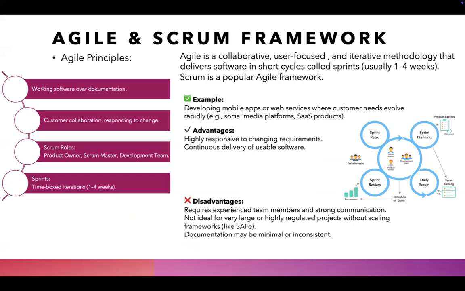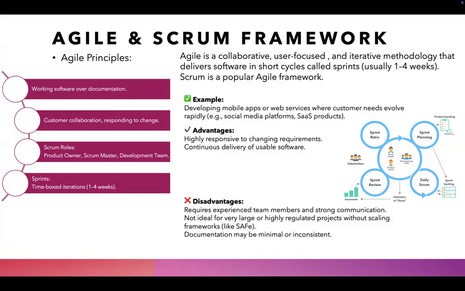Let's start. Agile and Scrum. Agile is a modern and flexible method of software development. It works in short cycles called sprints, which usually last between 1 and 4 weeks. At the end of each sprint, a working version of the software is delivered. Scrum is one of the most popular agile frameworks where team members have specific roles and responsibilities.